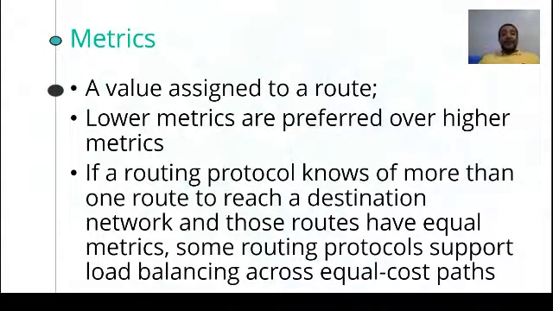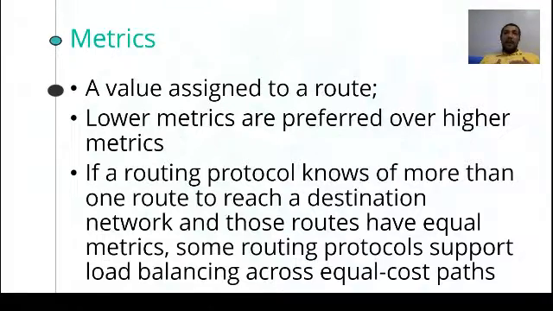It's a value assigned to a route. The lower metrics are preferred over higher metrics. If a routing protocol knows more than one route to reach a destination network and those routes have equal metrics, some routing protocols support load balancing across equal cost paths. I believe RIP, OSPF, and as well as EIGRP actually support load balancing.